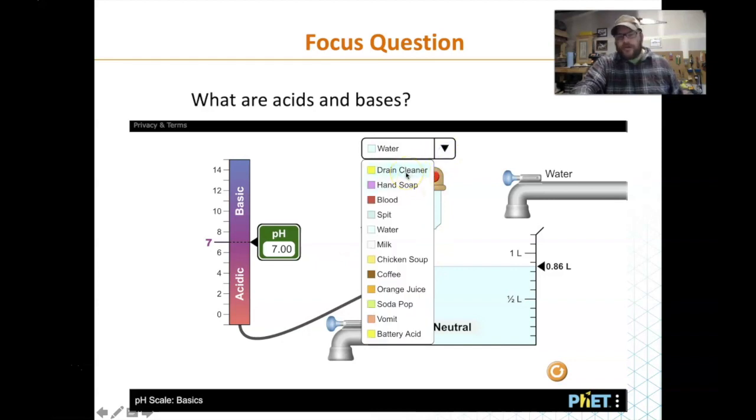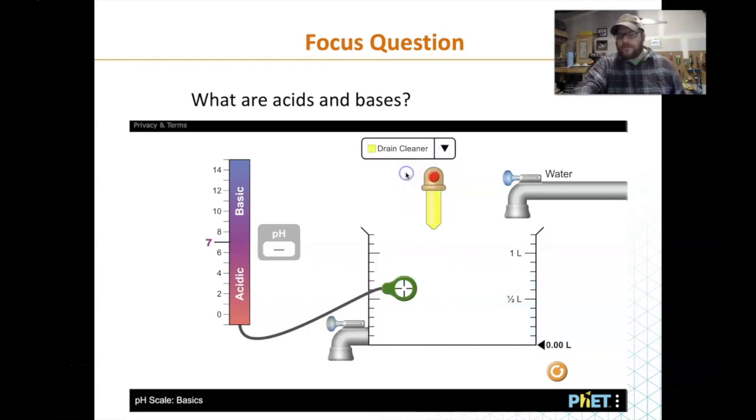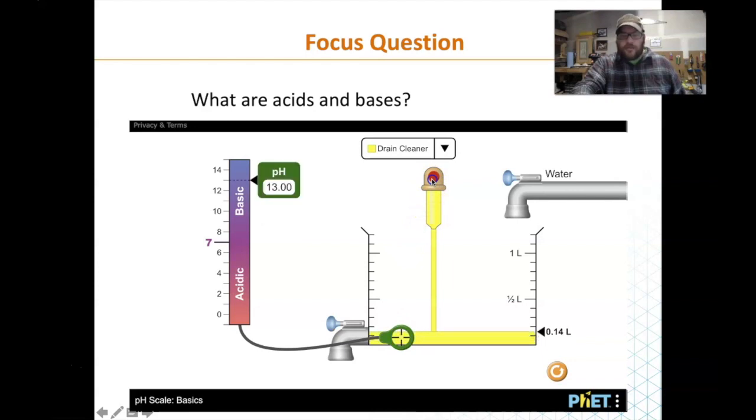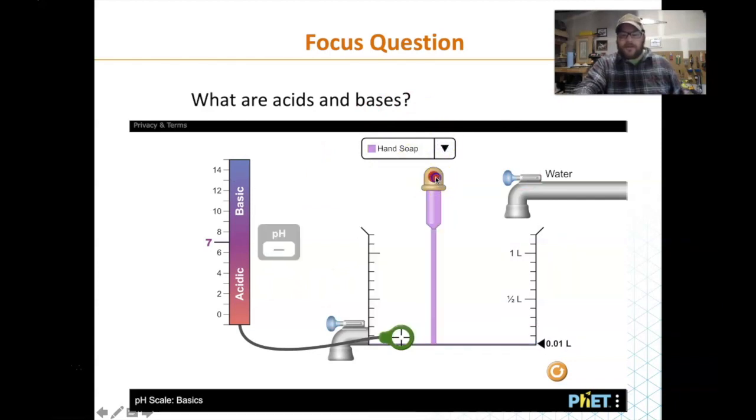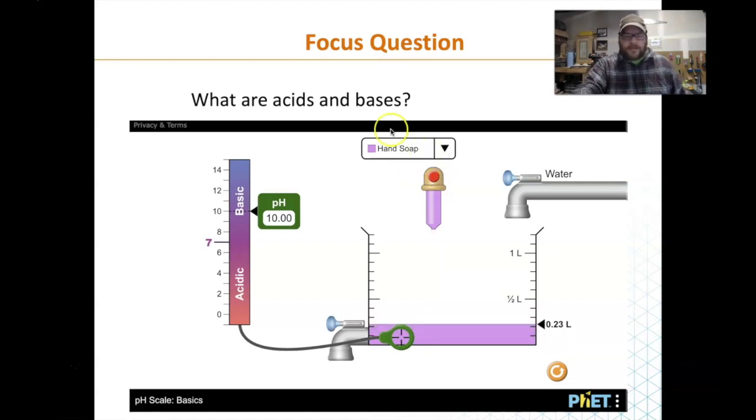Let's go ahead and try a drain cleaner. What do you guys think drain cleaner is going to be? So let's set this up. We got drain cleaner, and I'll bring that down there so we don't have to fill it up as full. Whoa, drain cleaner is very, very, very basic. All right, let's grab a different one. Maybe we want to test our hand soap. Okay, hand soap seems to be important these days. So, that's basic as well. It's a pH of 10.